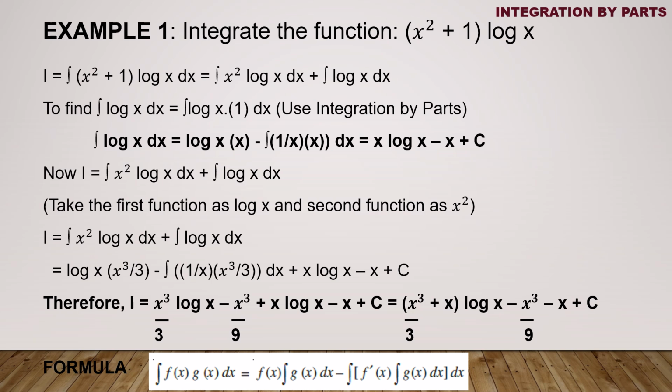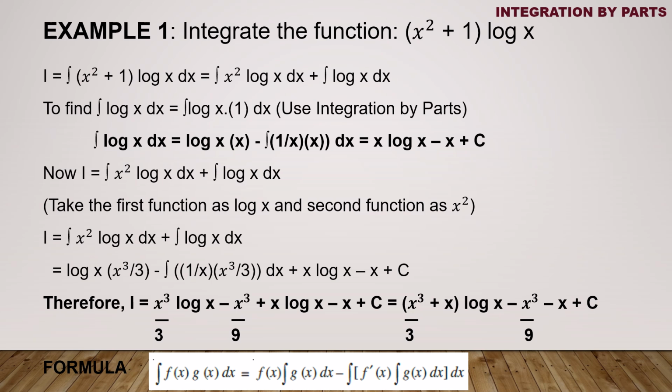Now next step for our example. I is equal to integral of x square log x dx plus integral of log x dx. Okay. Now for the second term we have already found integral of log x. Now for the first term you have x square into log x. Take the first function as log x and the second function as x square. Basically you can take it anyways, but generally when you want to use the formula, the function which is easily integrable, you can take it as g(x), and the other function which you can find the derivative, you take it as f(x). So now over here the first function is log x and the second function is x square.